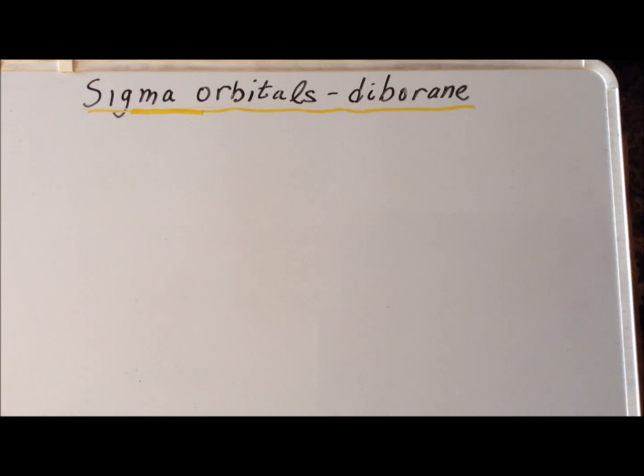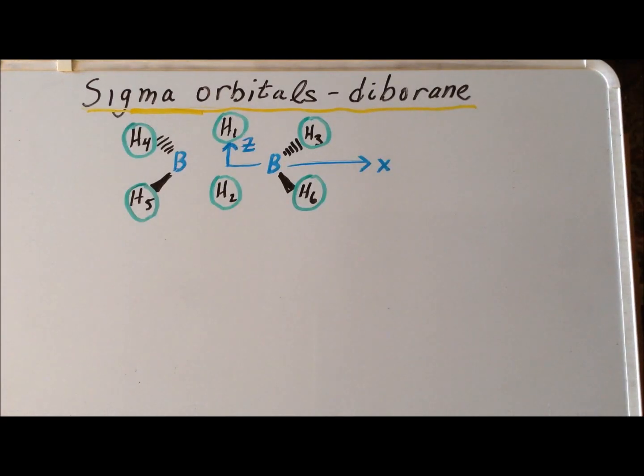Hello. In this video, we are going to derive the sigma molecular orbitals of the compound diborane, B₂H6. Diborane has a very peculiar structure which is not understandable using any theories other than molecular orbital theory.